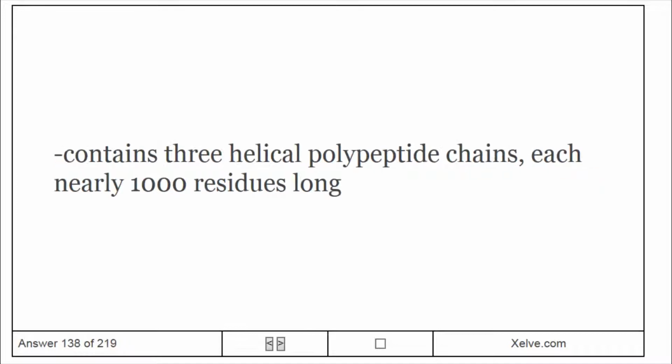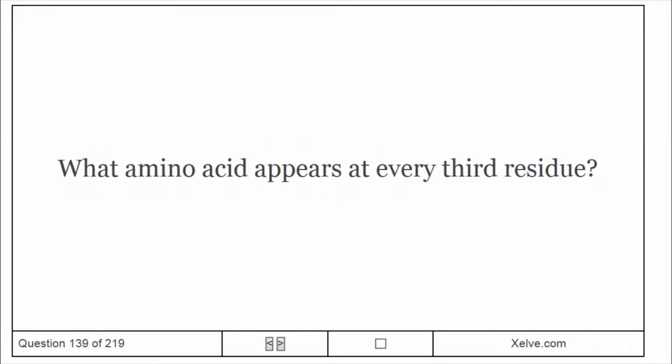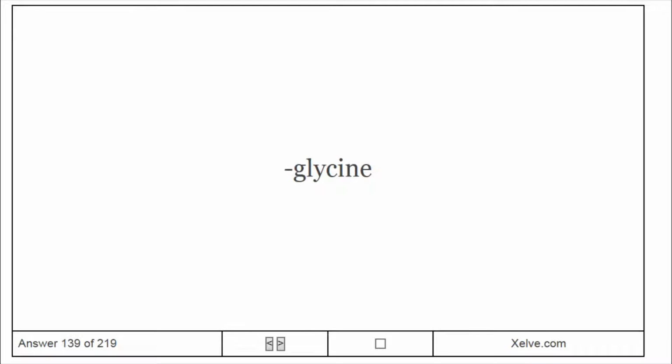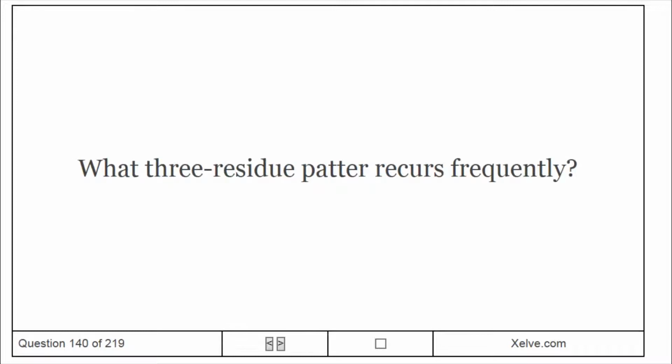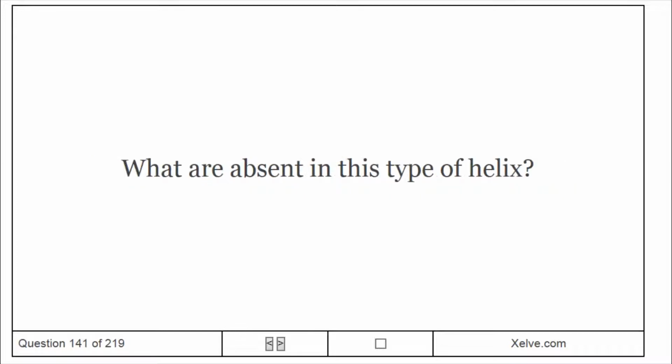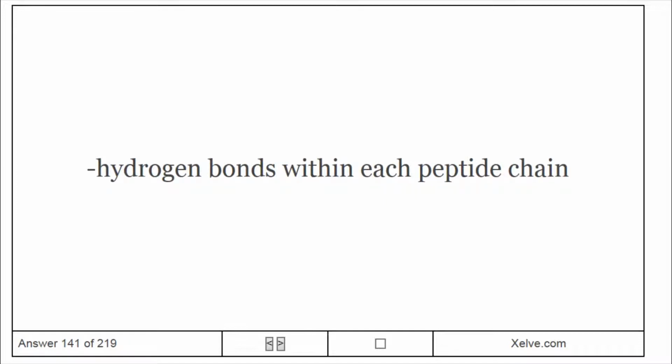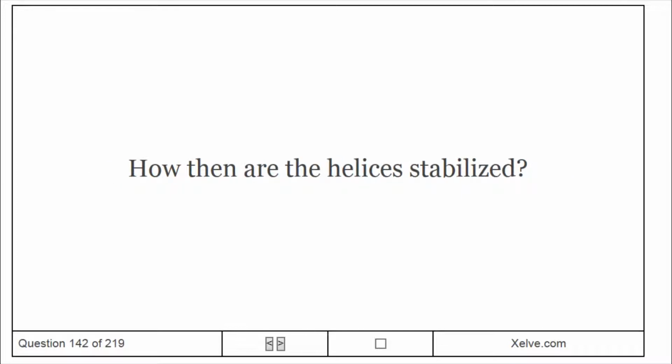Describe the structural composition of collagen. Contains 3 helical polypeptide chains, each nearly 1,000 residues long. What amino acid appears at every third residue? Glycine. What 3 residue pattern recurs frequently? Glycine, proline, proline. What are absent in this type of helix? Hydrogen bonds within each peptide chain.